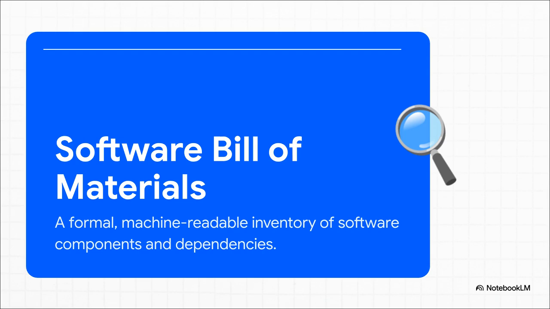Okay, so what is a software bill of materials, or SBOM? Well, the official government definition calls it a formal machine-readable inventory of software components and dependencies. But let's be real, what does that actually mean? It's that ingredient list we've been talking about. It's a detailed breakdown of every single component, every library, and every framework, and, this is the important part, it shows how they're all connected.